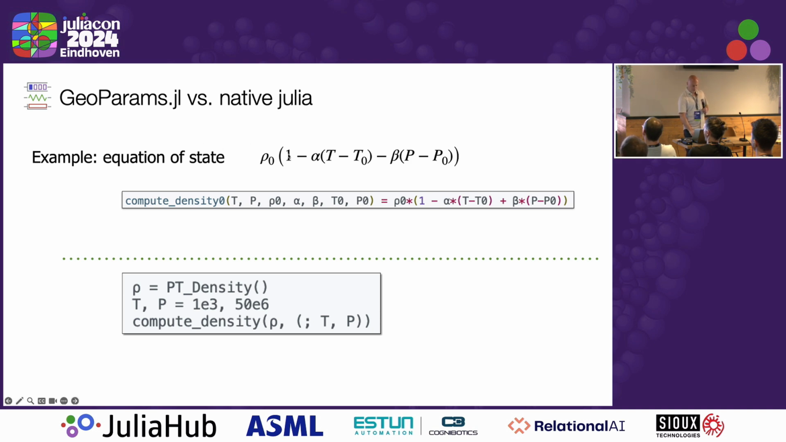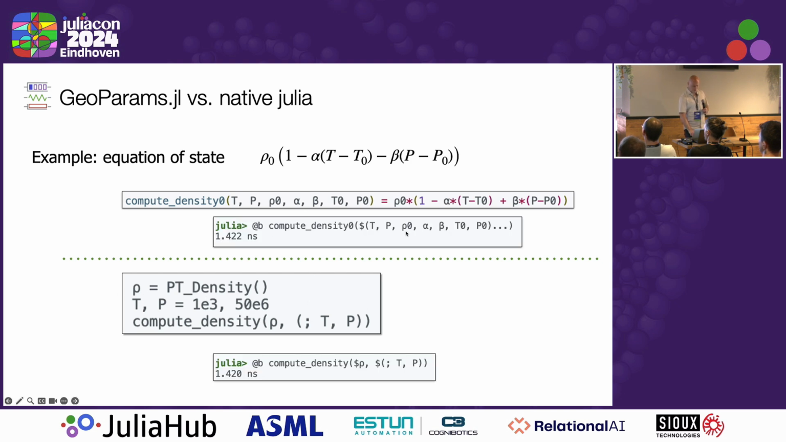This is a typical equation of state where density depends on temperature and pressure with a few parameters. So if you would just code this up in Julia, you would call this compute density 0 with a bunch of parameters. And we have also coded this up in GeoParams, which is basically the same. If we compute this and benchmark it, we see we have 1 nanosecond here, and we have the same time there. So we lose no time by using GeoParams.